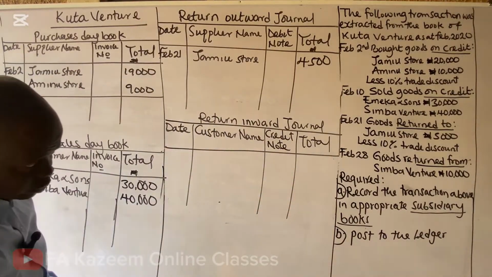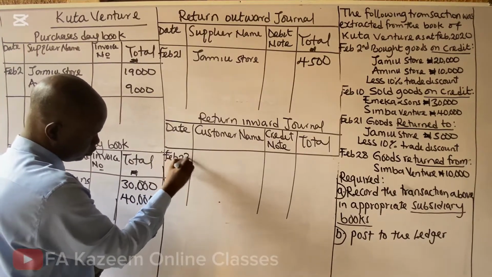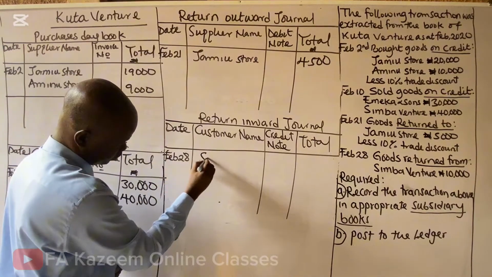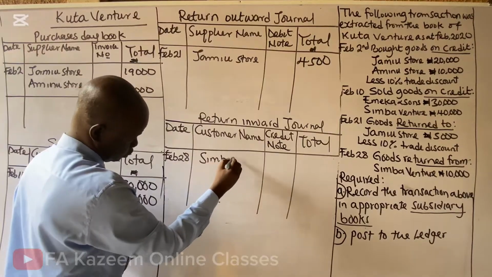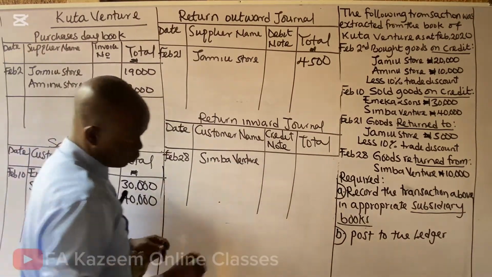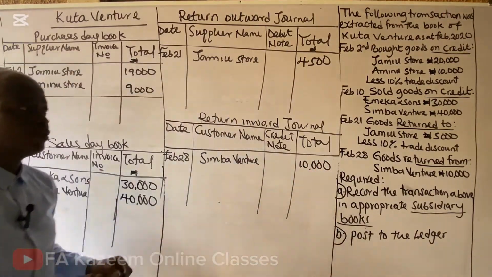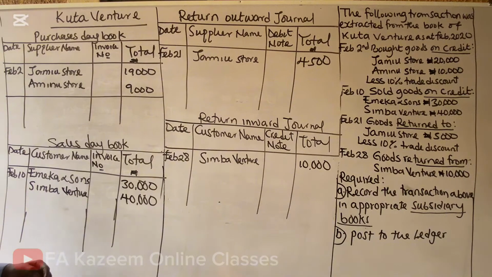Now, what do we do? On February 28th, who returned the goods back? Simba Venture. And how much goods was returned? 10,000. We have come to the end of recording the subsidiary books.